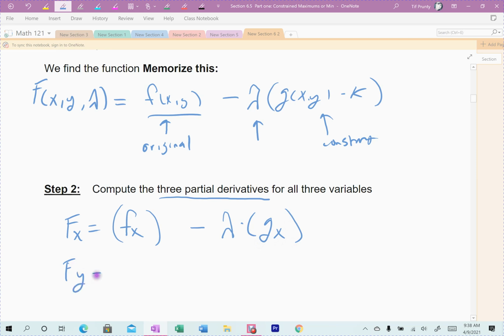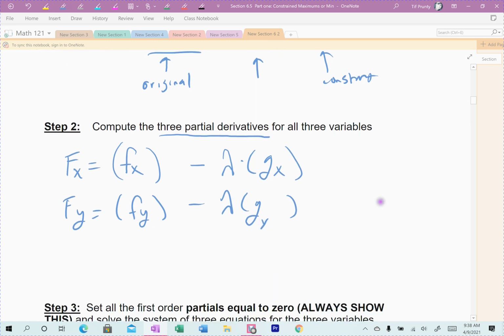Alright, and then the y variable is the same way. You take the original function, take its derivative with respect to y, minus the lambda times the constraint equation with respect to y. Make sure that's clear, that's the y. And then the third one's actually the easiest.